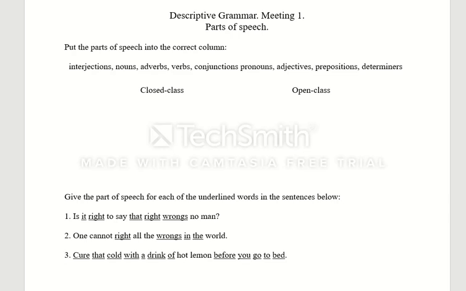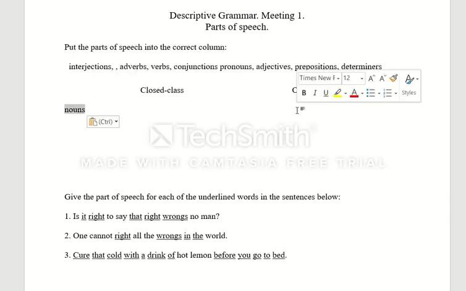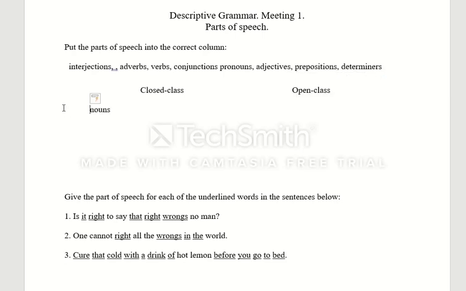Okay, so some of these should be very, very easy. So if we look at nouns here, for instance, it should be pretty obvious that nouns are going to be open class, purely because we create new nouns all the time.